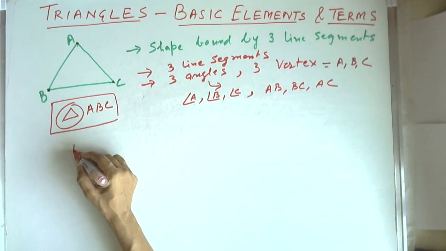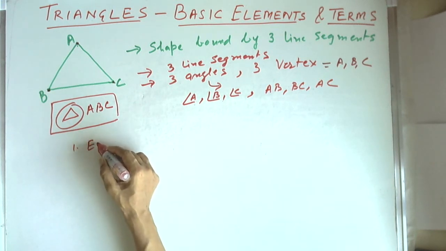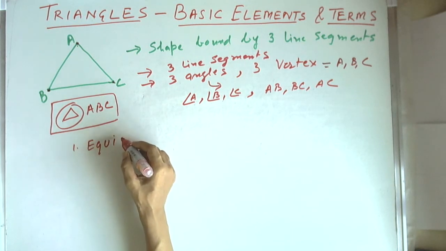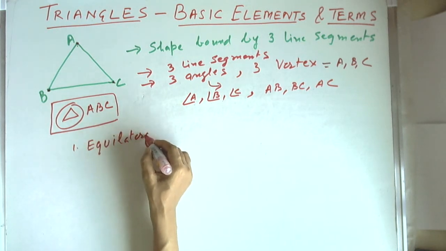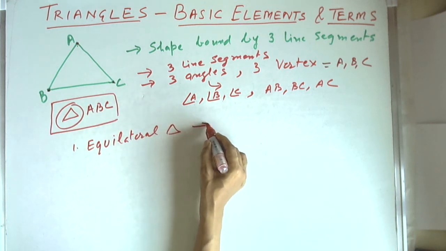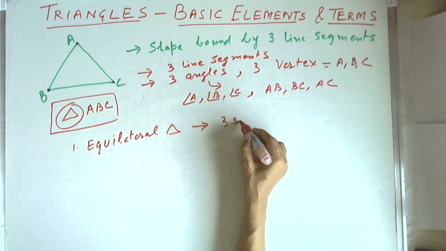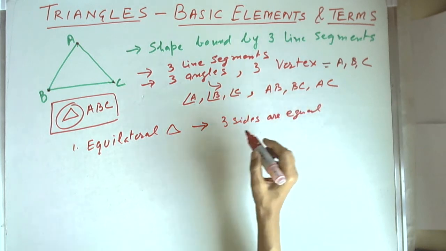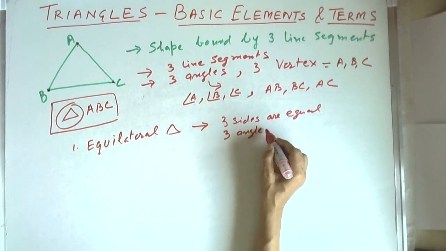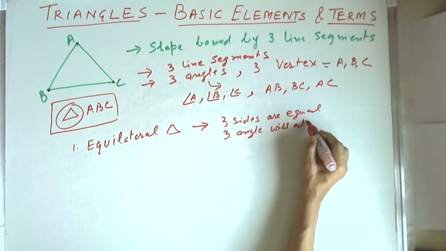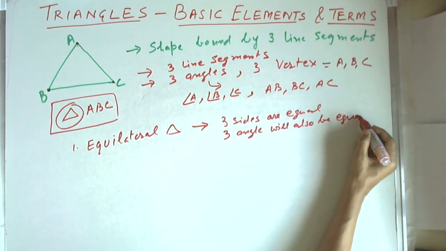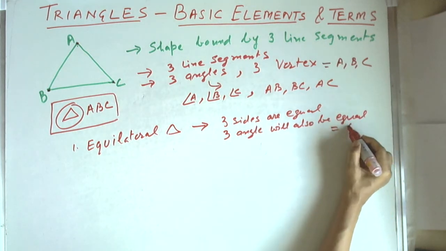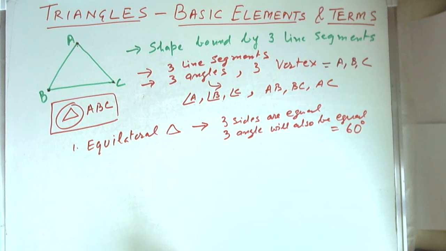The first type of triangle is called an equilateral triangle. Equilateral triangle means three sides are equal, and three angles will also be equal. And each angle will be how much? 60 degrees, because the sum of the three angles of a triangle is 180 degrees, and if all three angles are equal, each of them is equal to 60 degrees.